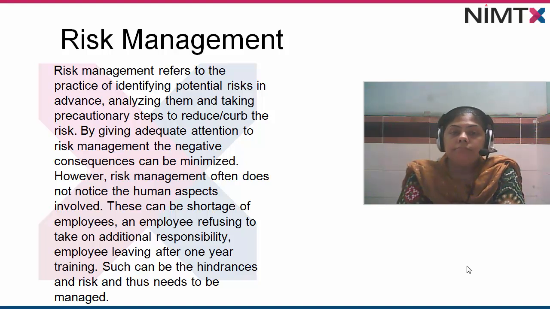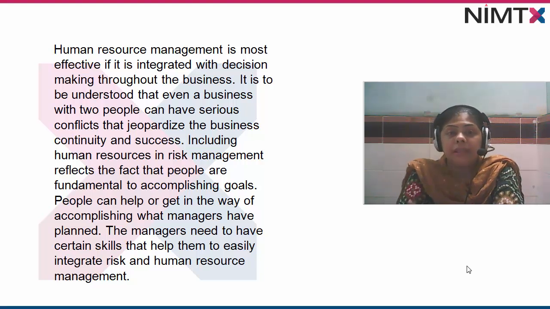So, are you prepared? Is the organization prepared if there is a shortage of employees? Is the organization prepared if an employee refuses to work? If an employee, or two, take a sick leave, for example, do you have a backup for that? Does your organization have a backup for that? So this is risk management. You should also be prepared for these internal risks as well. Such can be the hindrances and risks, and thus need to be managed.